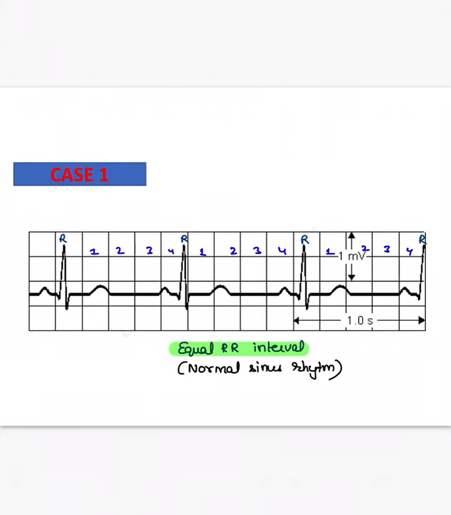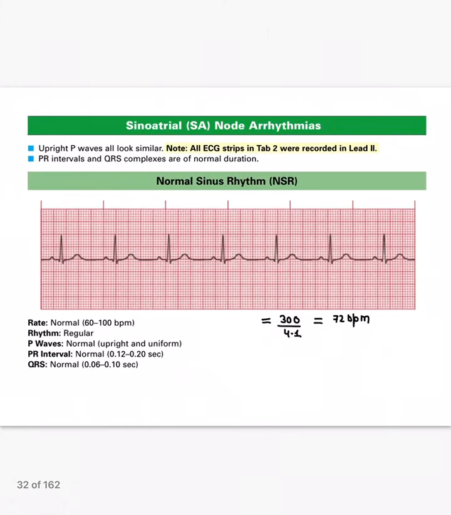Suppose we take this example. First of all, we need to calculate the heart rate. Are the gaps regular? If you see, yes, the gaps are regular. So that is equal RR interval, meaning this graph is in NSR, normal sinus rhythm. Now coming on to some of the variations. So this was a normal sinus rhythm graph.